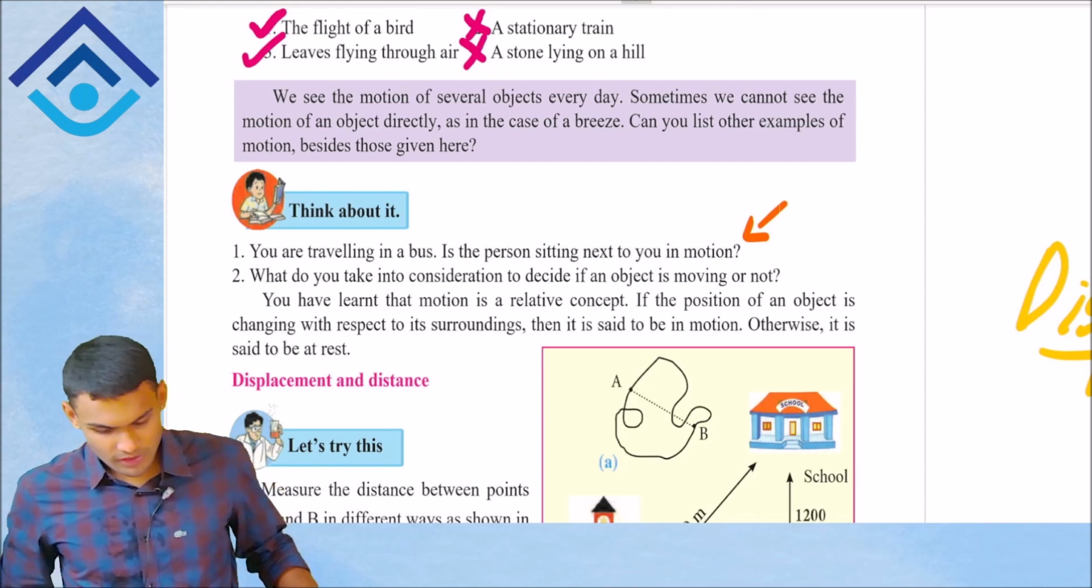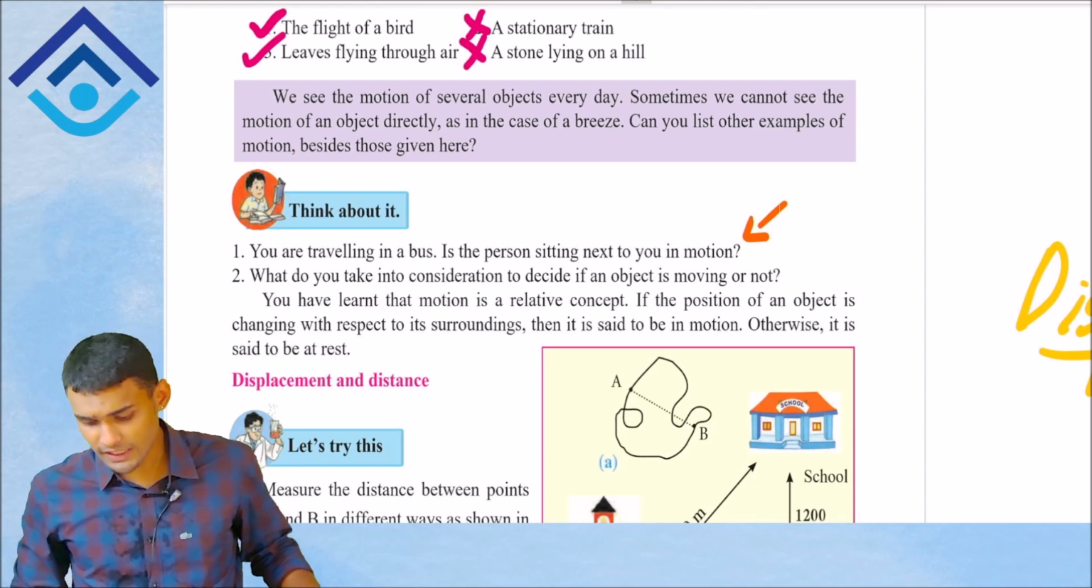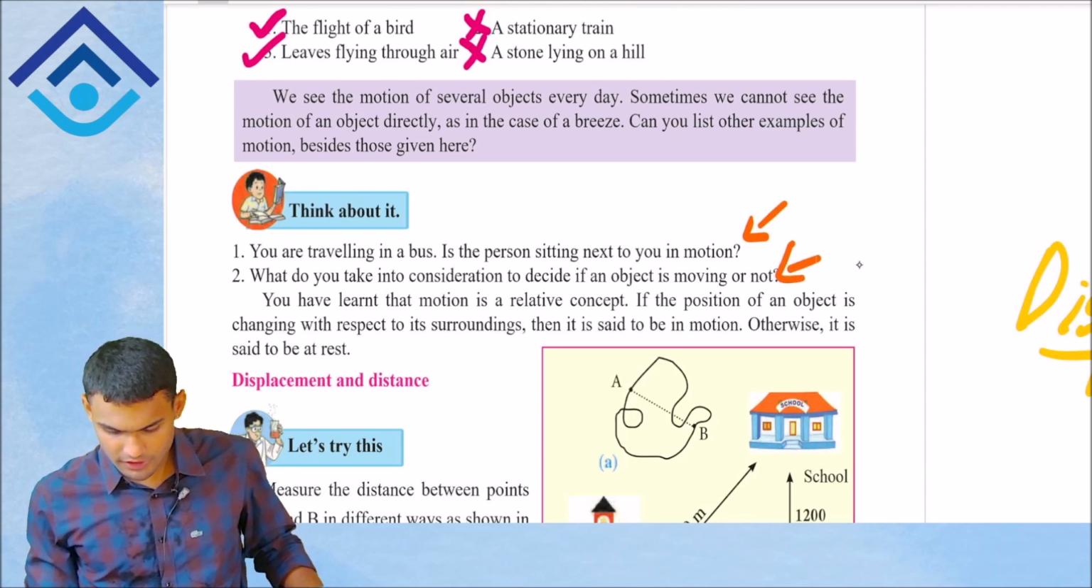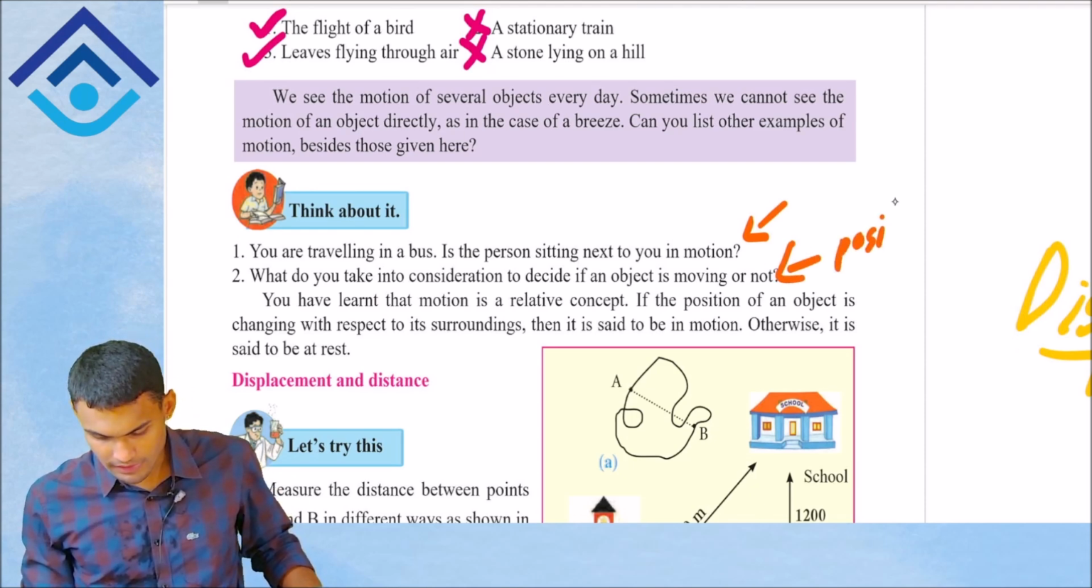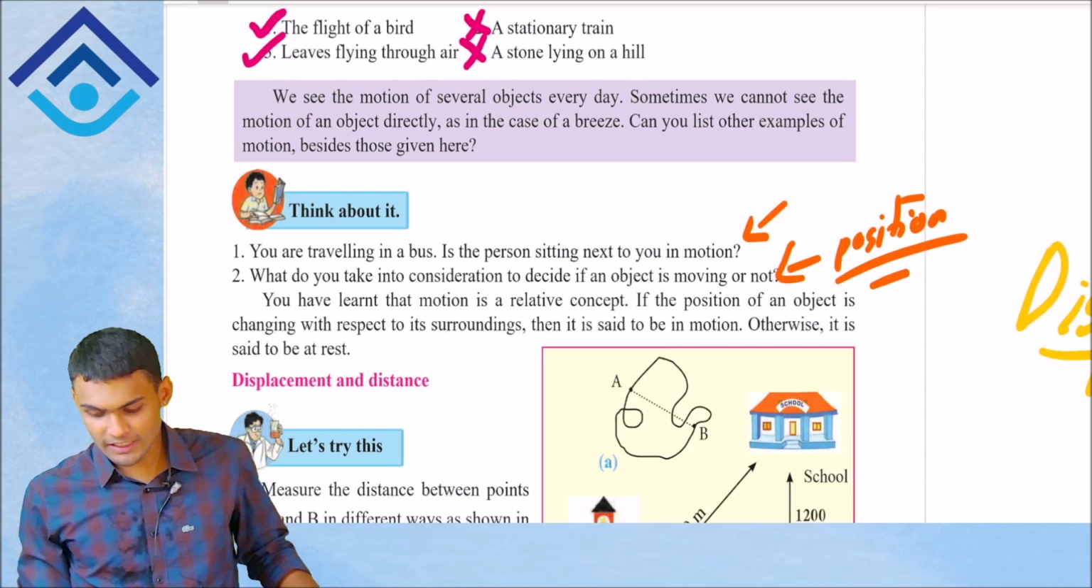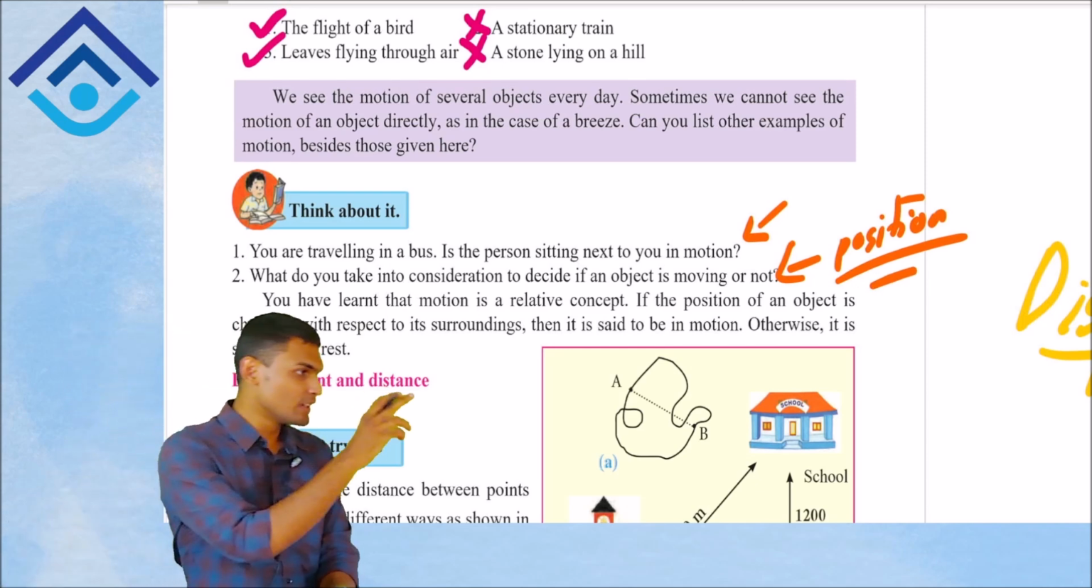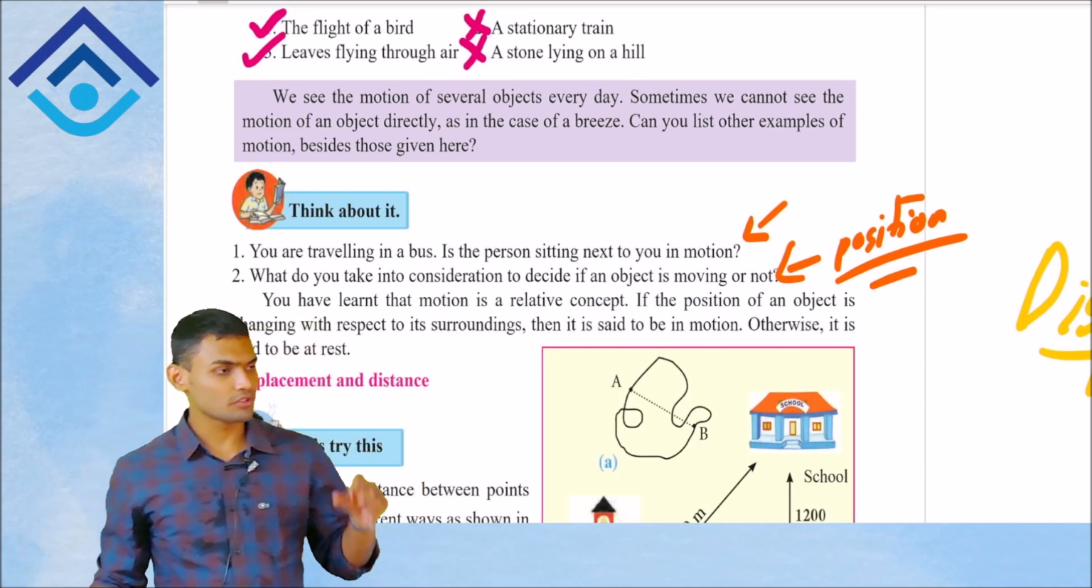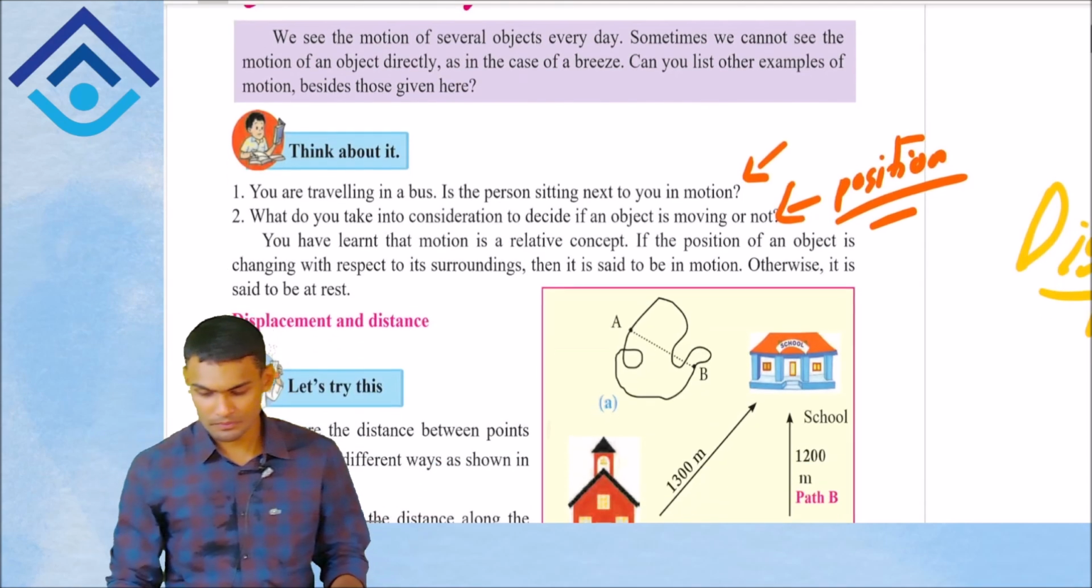It's a question just to challenge your mental thinking and to understand this. You will study about it more and more as we move ahead. What do you take into consideration to decide if an object is moving or not? Yes, we take position, right? Changing of position. Has it displaced? Displacement means changing its original position, final position, from one position to another position.